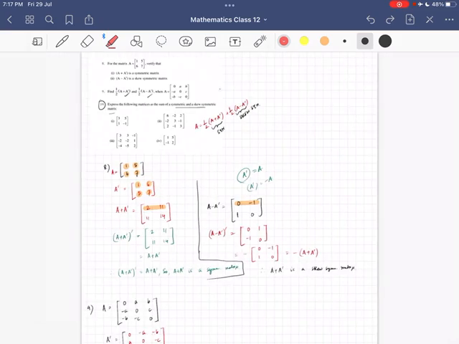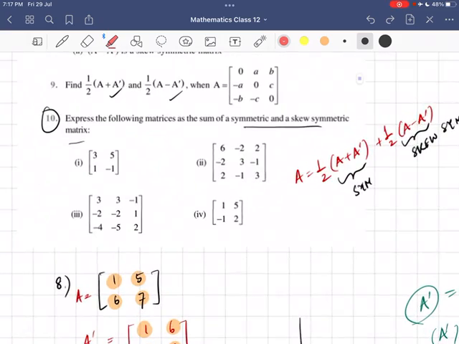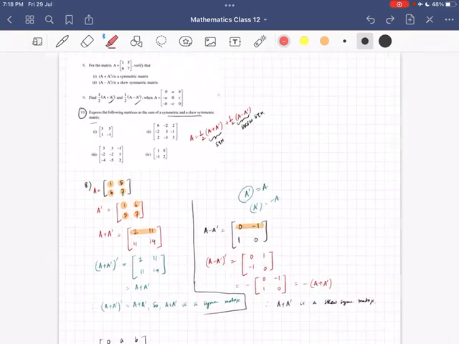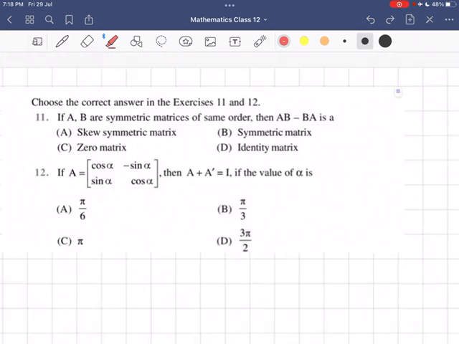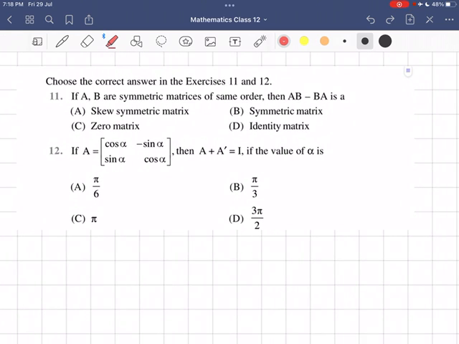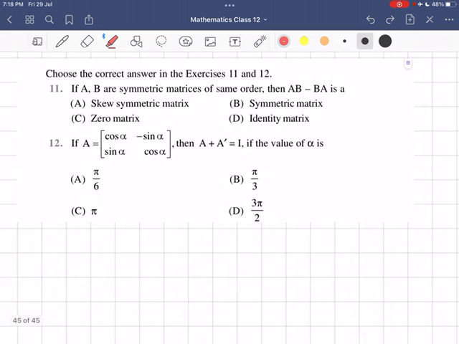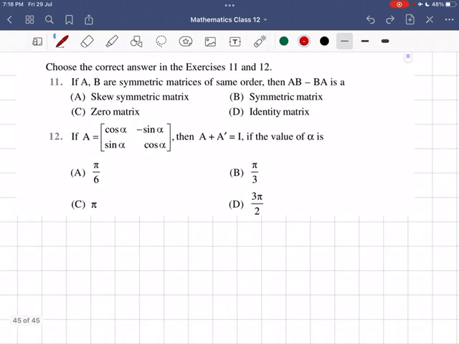Okay, next question we have here. It says if A and B are symmetric matrices of the same order, then AB minus BA is a, options are given, which one of them? So it says that A and B are symmetric matrices. Here they are talking about symmetric and skew-symmetric matrices. To check whether a matrix is symmetric or not, what do we do? We just take the transpose of this thing.